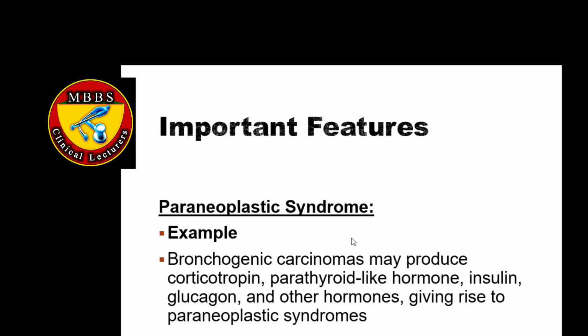For example, bronchogenic carcinoma or lung carcinoma, certain types of lung carcinoma may produce corticotropin, that is ACTH, parathyroid-like hormone, PTH, insulin, glucagon, and other hormones. Obviously, you can understand that limitless secretion of these hormones can produce a detrimental effect on the body or the organs of the patient, and it is very difficult to manage them clinically. Also, we will have a separate lecture on paraneoplastic syndrome and clinical features of neoplasia, so we will not go into the detail of it right now.